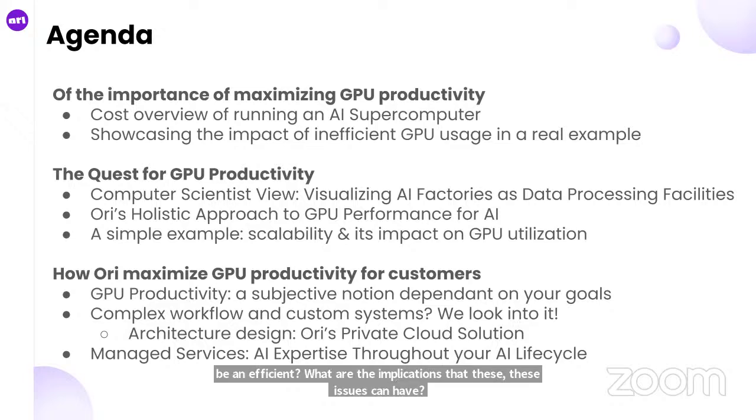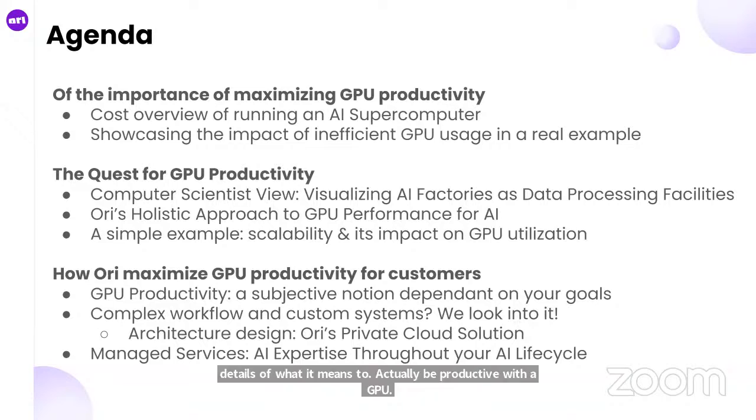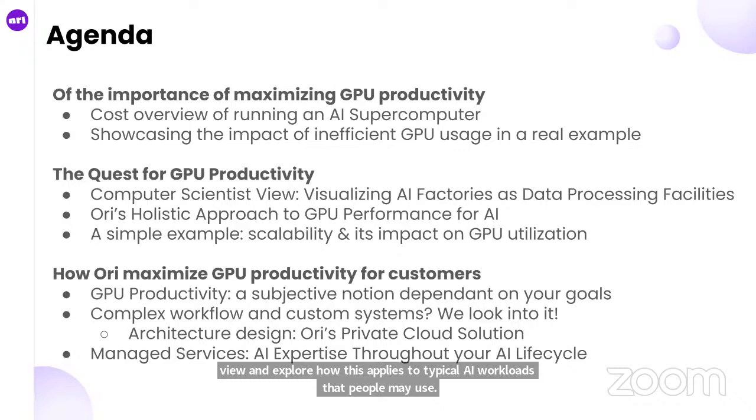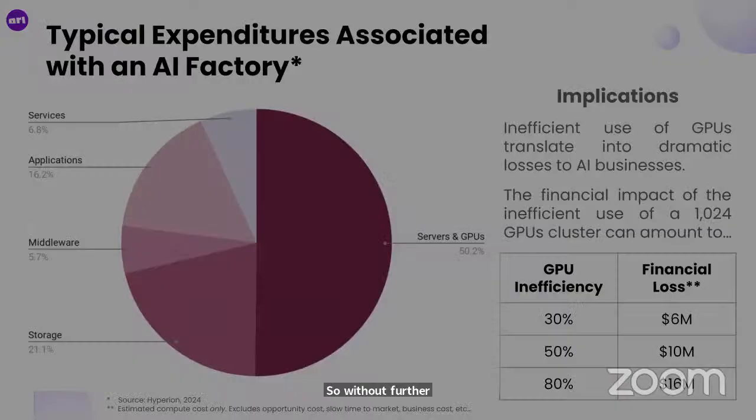And then we will be looking a little bit more into the details of what it means to actually be productive with a GPU. So the lens through which we're going to look at these aspects is really through a computer scientist view and explore how this applies to typical AI workloads that people may use for their businesses or for their research. And last but not least, we're going to look into how we can help at Ori in order to maximize your productivity and reach your goals. So without further ado, let's get started.